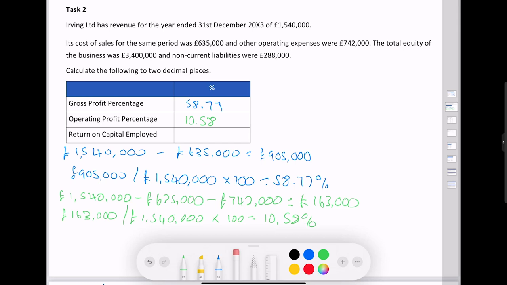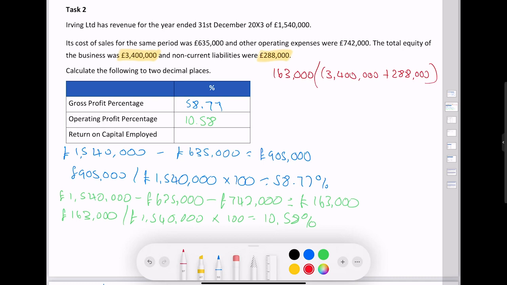So for capital employed, it would be our operating profit of 163,000 divided by our capital employed, so total equity, which is our 3.4 million up here, plus our non-current liabilities of 288,000. So it would be, just put this in brackets so we can see how this is calculated. Okay, so it's 163,000, as I said, divided by our 3.4 million plus 288,000.